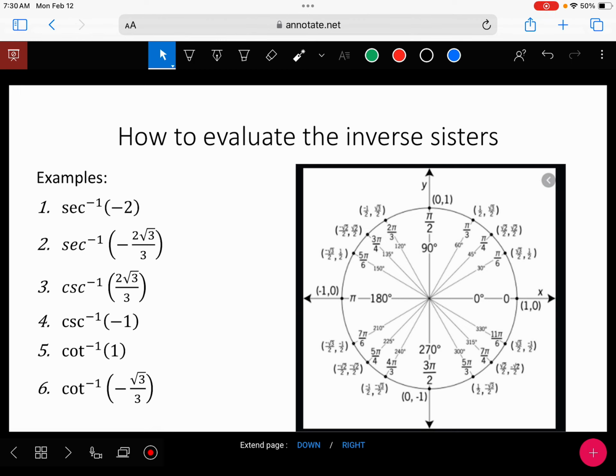All right, so now we're going to talk about how to evaluate the inverse sisters. And there's 2 nice things. One, all of the sister functions are going to follow the same general solving strategy. Two, you guys already know the individual steps, it's just applying it. In general, whenever you have an inverse sister, we are going to make it equal to just an inverse trig: cosine, sine, or tangent.